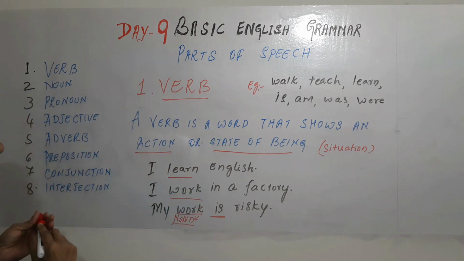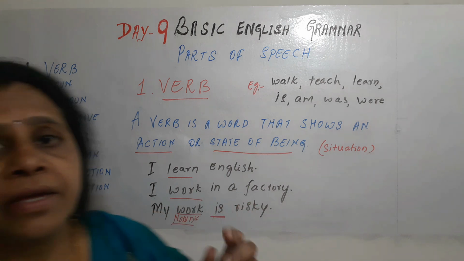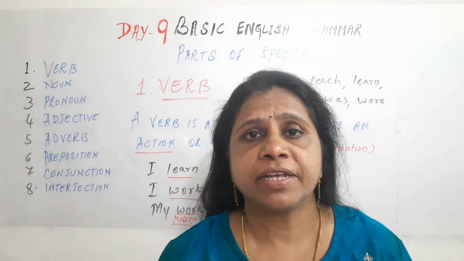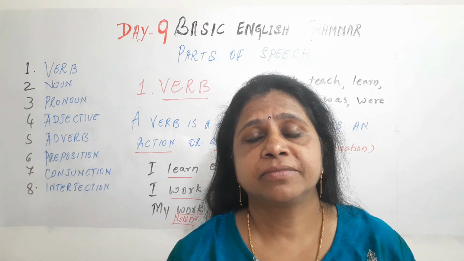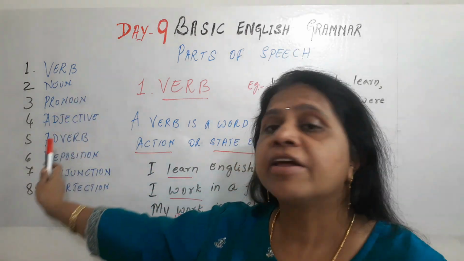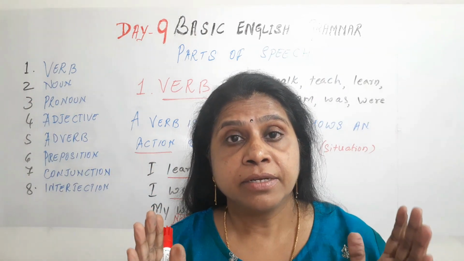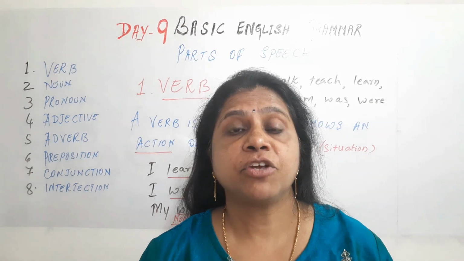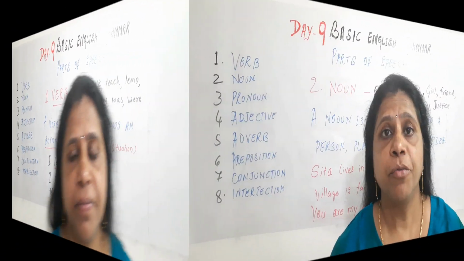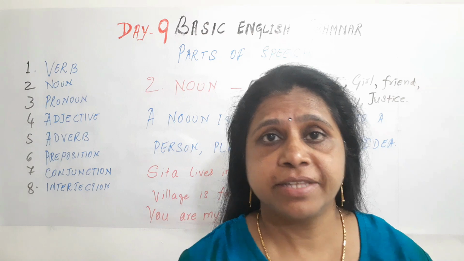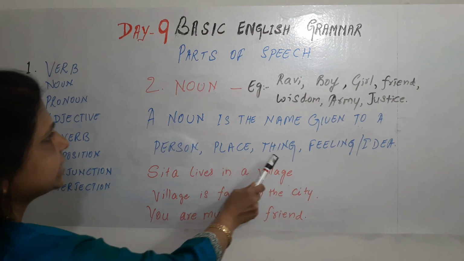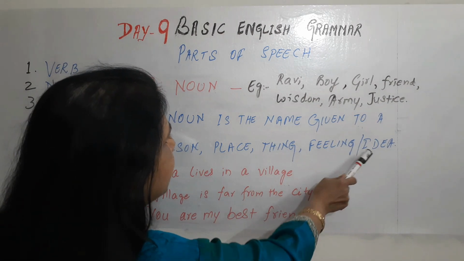Alright? That is the reason a single word can change its role in different sentences. So that is the reason you should know these parts of speech very clearly to get a strong foundation of your basic English grammar. All right. So let us see the next one. Now, let us understand noun. What is a noun? A noun is the name given to a person, place, thing, or for a feeling or an idea.